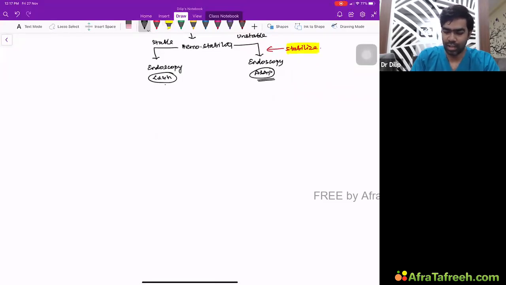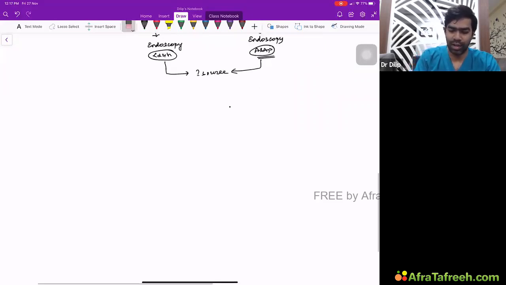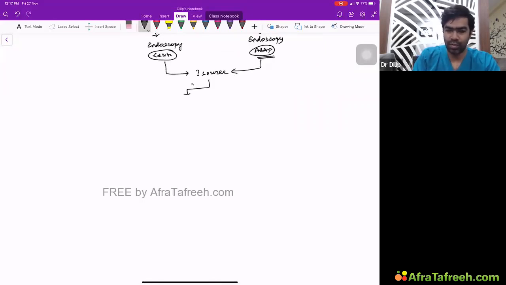Then you have to ask the question whether the source is identified or not, which means the idea of doing an endoscopy is to identify the source. So whether the source is identified or not is the question here. If the source is identified, then you can go for specific treatment because you know the source of the bleed, like variceal bleed, or maybe angiodysplasia, or maybe peptic ulcer disease. You know the source now, so you treat accordingly.